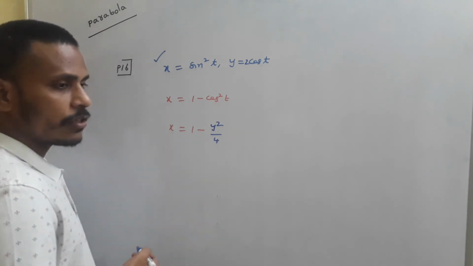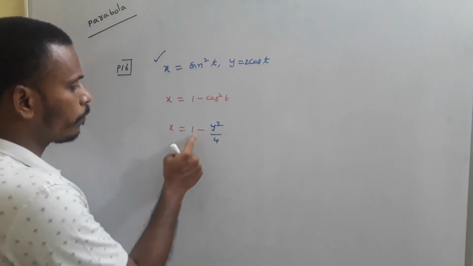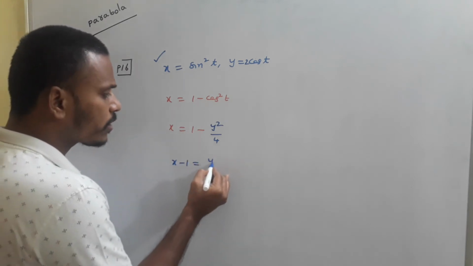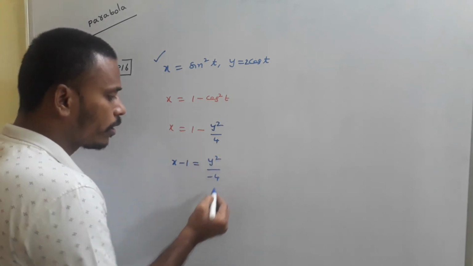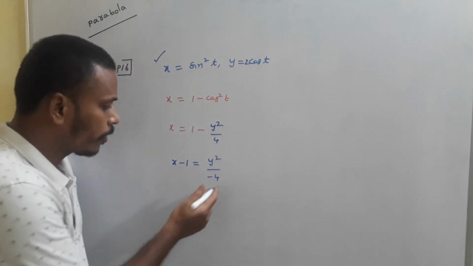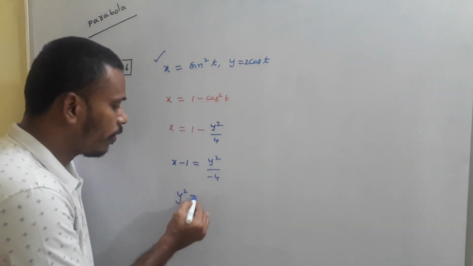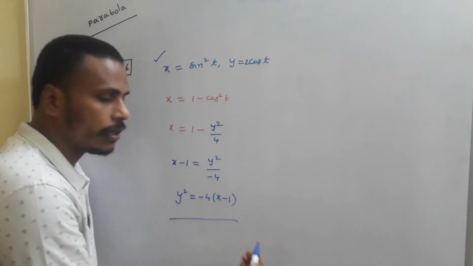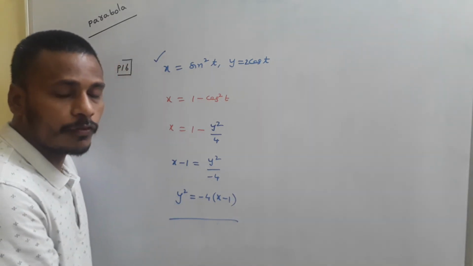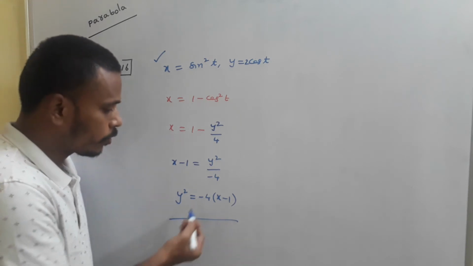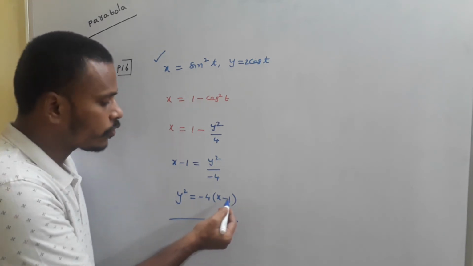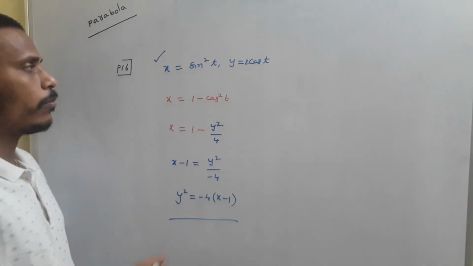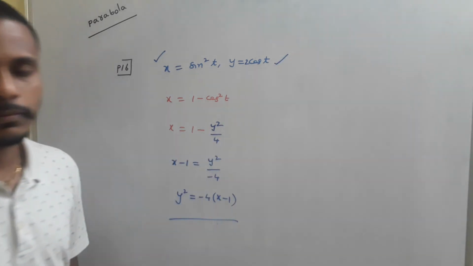Since it is y square by 4, what do we need to do? x minus 1 is equal to y square divided by minus 4. I am trying to make a parabola, so send this minus 4 to this side. y square is equal to minus 4 into (x minus 1). There, it's a parabola, a leftward parabola. So a value is minus 1, vertex is at (1, 0) and everything is okay. It represents a parabola. That's it.